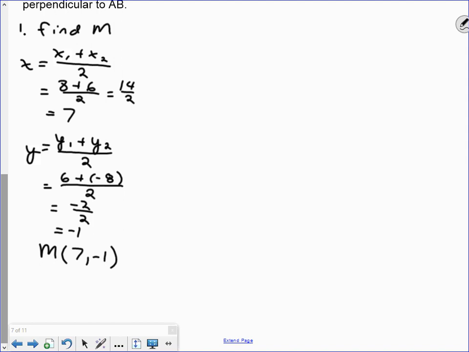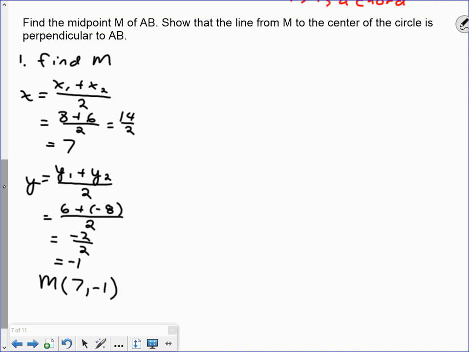So we want to show that the line from the midpoint to the center of the circle is perpendicular to AB. Sometimes it helps to just draw a little picture of what's going on. So here's our circle. I'm going to put point A, point B. We know that they're a chord, so they connect 2 points like this. Our midpoint is right here. It's the midpoint of the line.